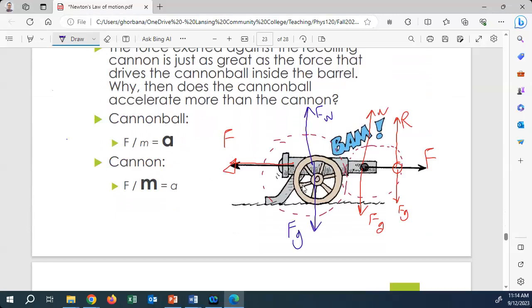I said I am analyzing these in two separate systems. You remember the person on the ground? When you were walking, how did I identify forces? I identified forces which are exerted on a person and forces which are exerted on the ground. I analyzed in two different systems. I just do the same thing here.